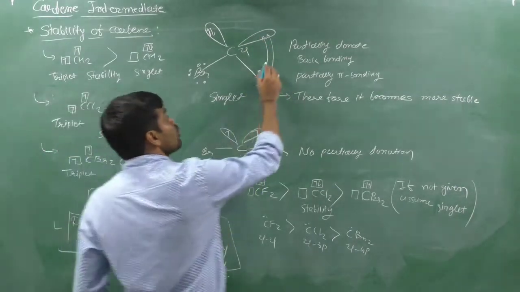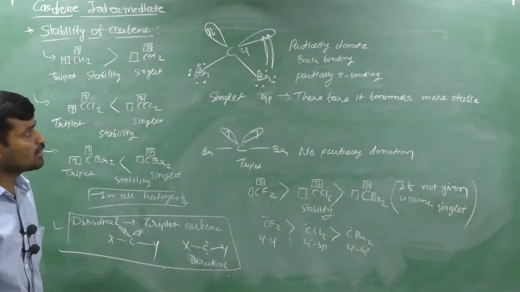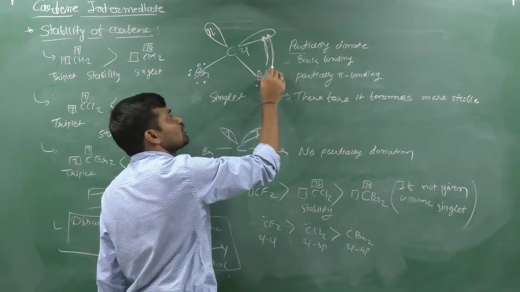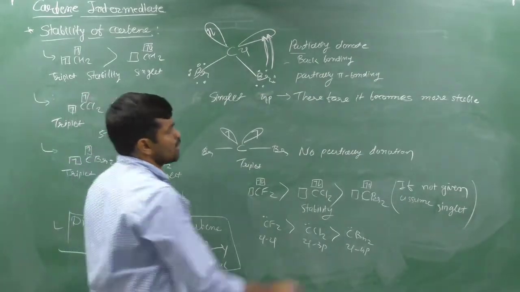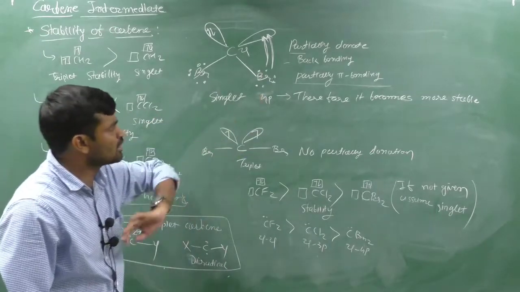Clear? The halogen can donate the electron to the vacant p orbital, and this phenomenon is known as partial donation or back bonding. It partially donates the electron to the vacant p orbital. According to back bonding, this is a partial formation of pi bonding, therefore it is stable.